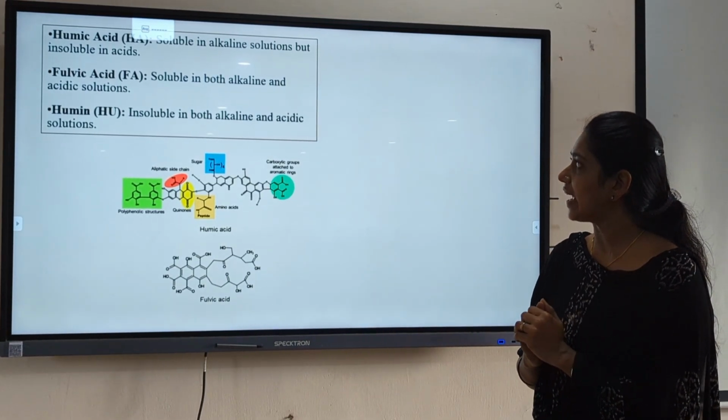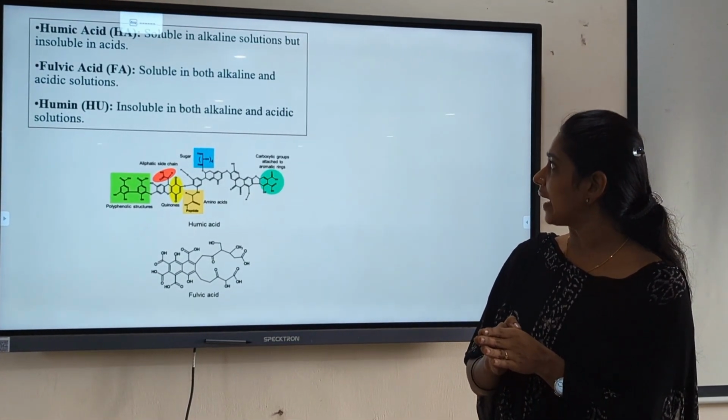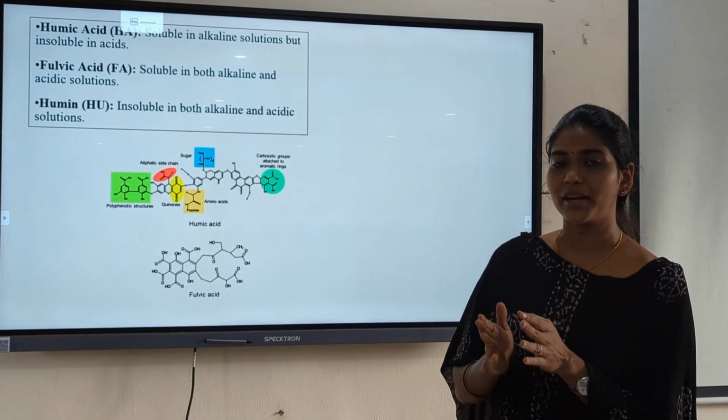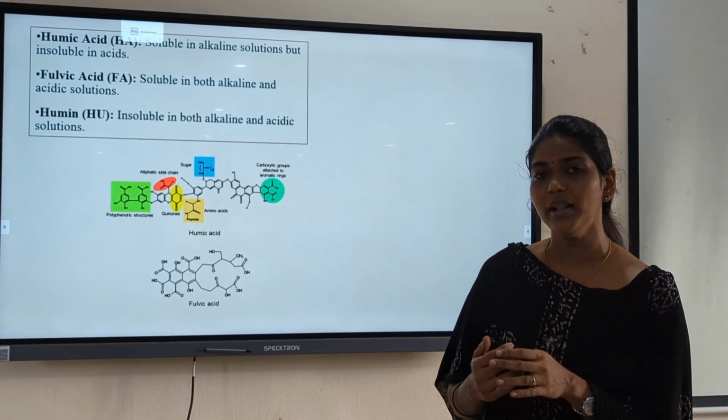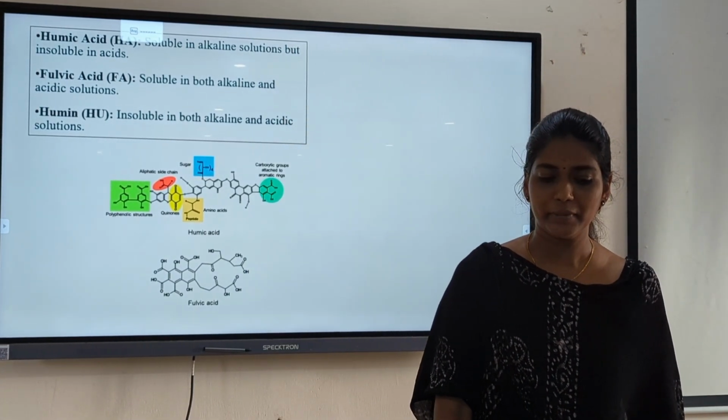In case of fulvic acid, it is soluble in both alkali as well as acid, whereas humic acid is soluble only in alkaline solutions, and humin is the fraction which is insoluble in both alkali and acid. Just keep that point in mind.